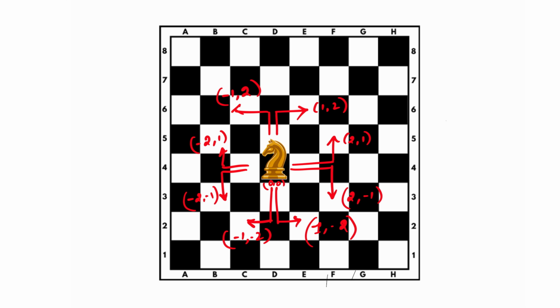1, minus 2 is 1 square down and 2 squares left. Minus 1, minus 2 is 1 square up and 2 squares left. Minus 2, minus 1 is 2 squares up and 1 square left. Minus 2, 1 is 2 squares up and 1 square right. Whereas minus 1, 2 is 1 square up and 2 squares right. These are the possible movements for one knight in one position.